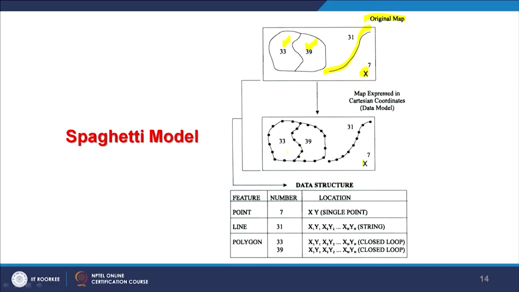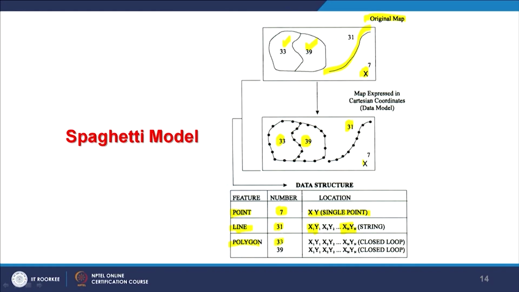Now, how it will be stored further in the form of tables: you will have point information, a number or some code is given, an ID is given, like here 7, and a set of coordinates, that is x and y. Then in case of line, here the number shown is 31, that is the ID, and then you are having x1 y1 to xn yn, a string of points which are connected through a line. And then polygon, now this is shown as 33 and 39.